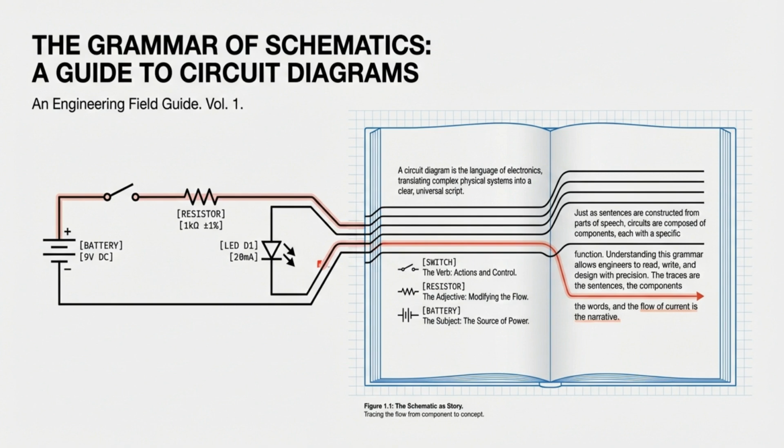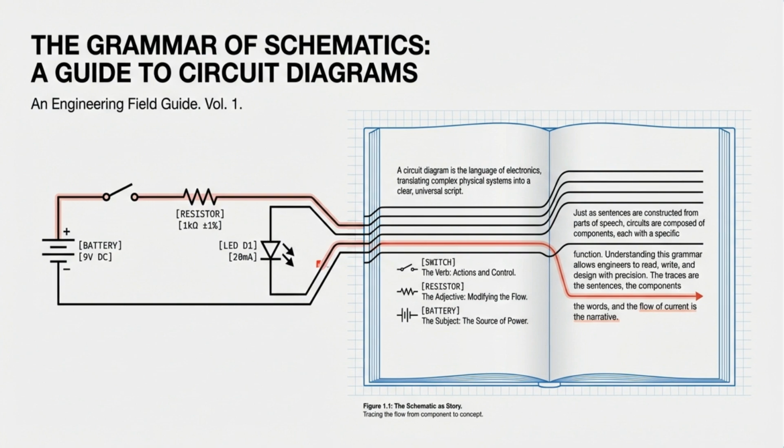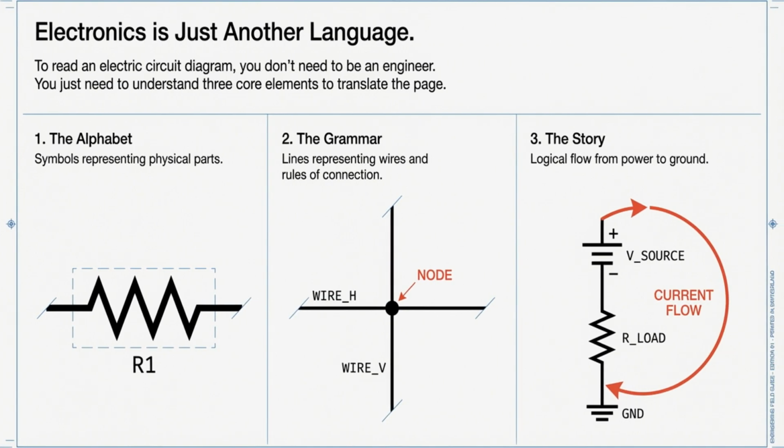Welcome to the Grammar of Schematics, a guide to circuit diagrams. A circuit diagram is the language of electronics, translating complex physical systems into a clear, universal script. Electronics is just another language.